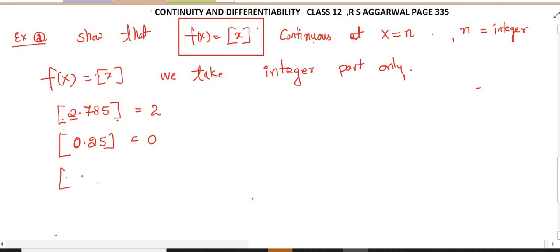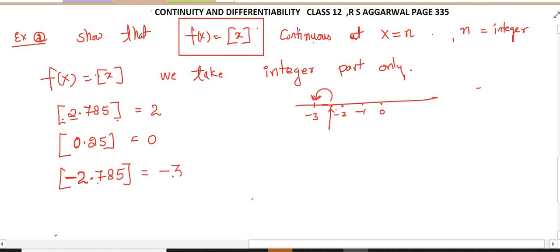But for a negative number, it changes a little bit. See here, if there is a greatest integer function for a negative number, let me show you, then we take the greatest integer which is closest to this. For example, this is 0, minus 1, minus 2, here is minus 3. So this number will fall somewhere here. So the nearest integer on the left side is minus 3.